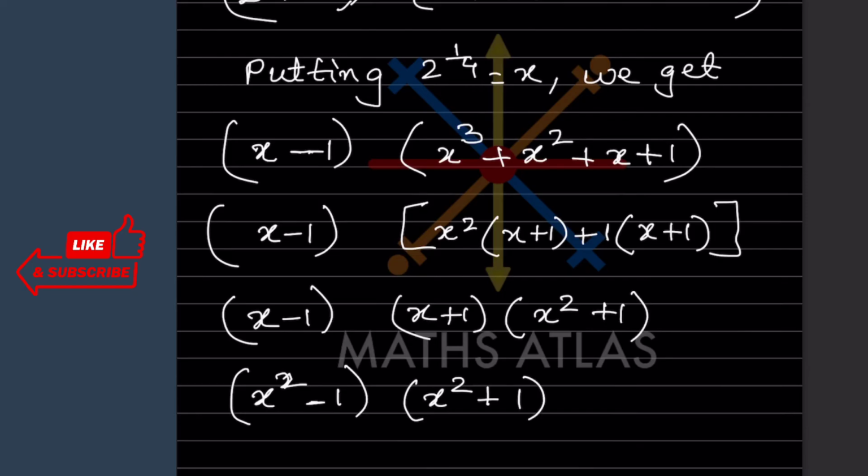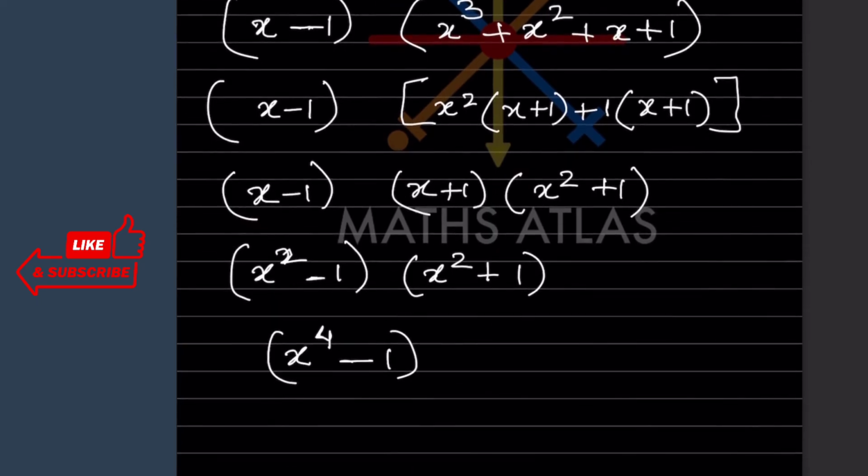Now again we can see this is in the form of a minus b and a plus b. So again that is going to be a square minus b square. So here a is x square, so the square of that is going to be x to the 4 minus 1. So now we got this in a single step over here. Now we cannot do anything further for this one.